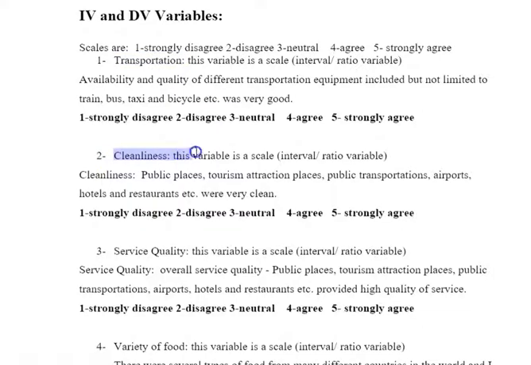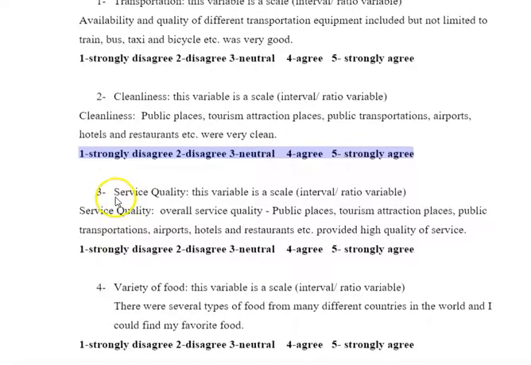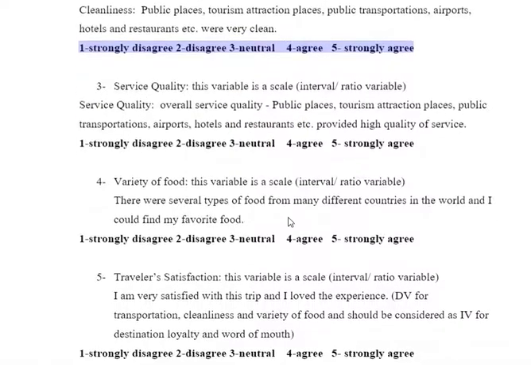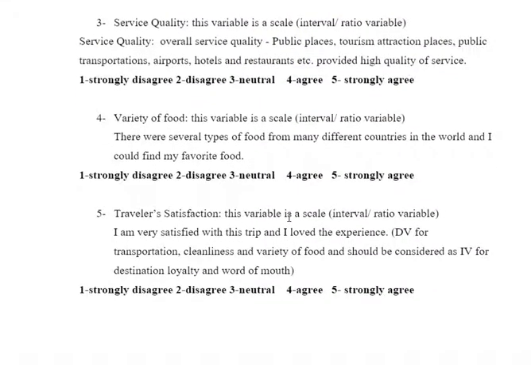Okay, the same goes for cleanliness. Cleanliness is also a scale variable. We ask questions about public places, tourism attractions, public transportation, airports, and hotels, and whether they were clean or not. We said they were very clean; do they agree or disagree? And this continues the same for service quality. So this is how the codebook works. The codebook explains where the variables are coming from and what kind of questions we're asking, and of course that the scales are from 1 to 5.